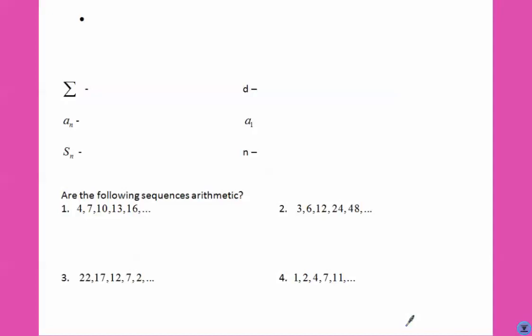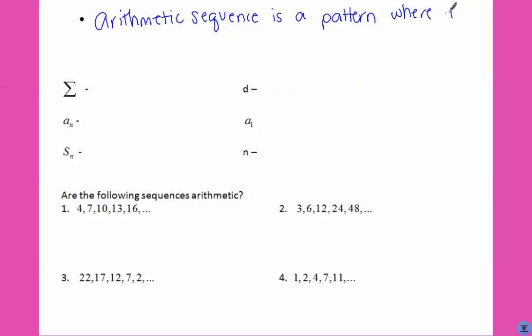All right, today we're going to be learning about arithmetic sequences and series. An arithmetic sequence is a pattern where the same number is added to each term. So every time from one number to the next, we're going to be adding the same number.